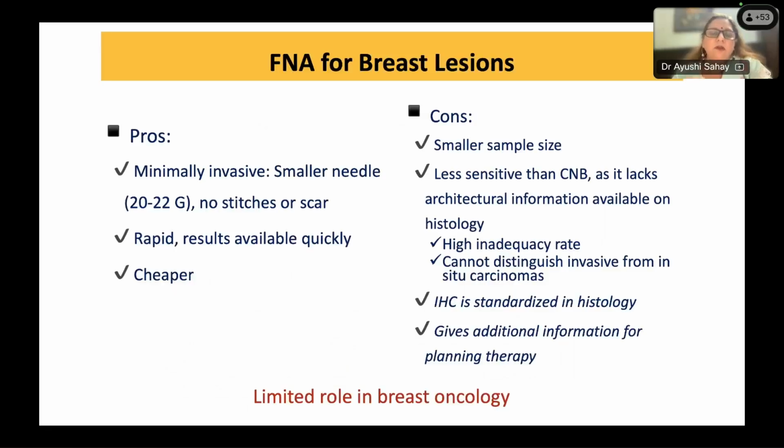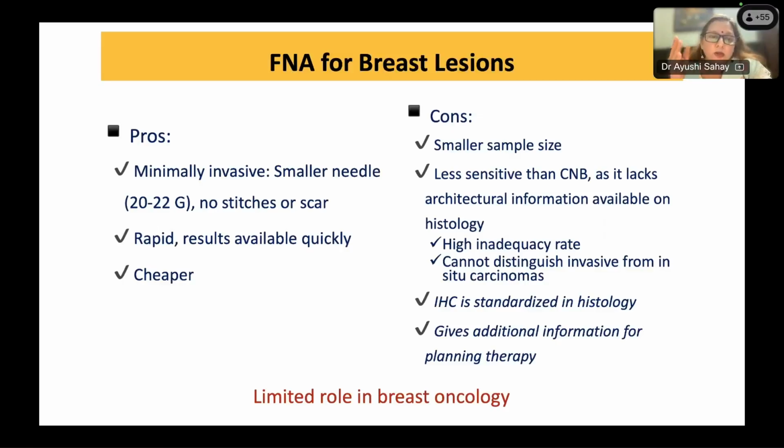So what are the pros and cons for FNA, which is the most common modality available across the country? It is minimally invasive, it is rapid, it is cheap, but still we are preferring core needle biopsy over FNA. Why? Because of the small sample size, and hence a big likelihood of the sample being unrepresentative. It is definitely less sensitive than core needle biopsy because it lacks the architectural information that is so important to make a diagnosis on histology, and hence it has a high inadequacy rate, and it also cannot distinguish invasive from in situ carcinomas in many conditions.